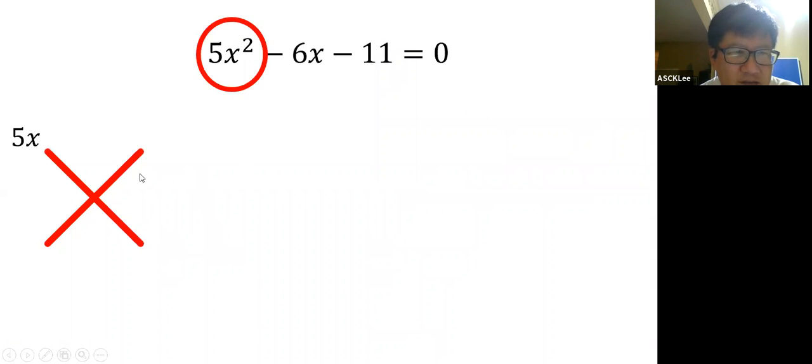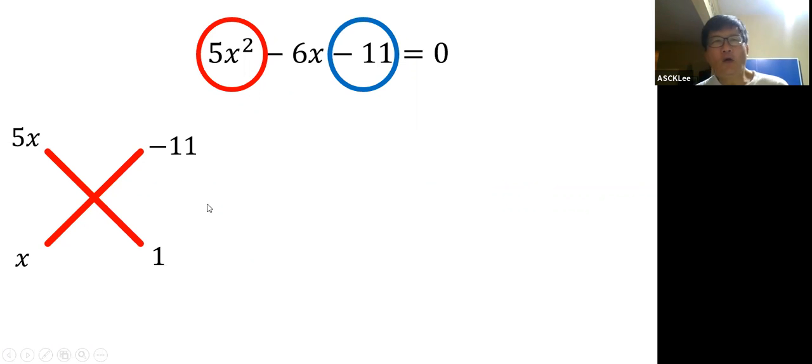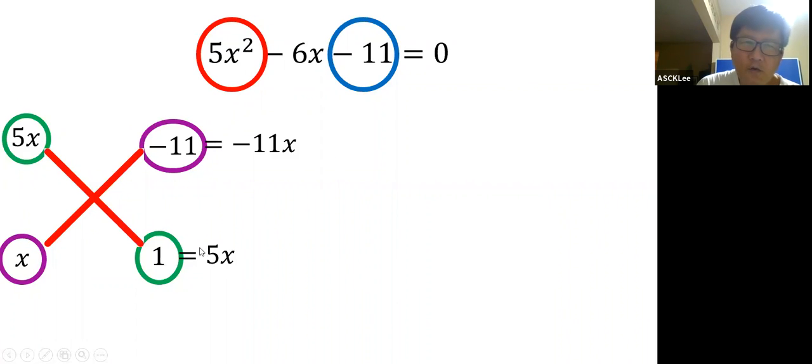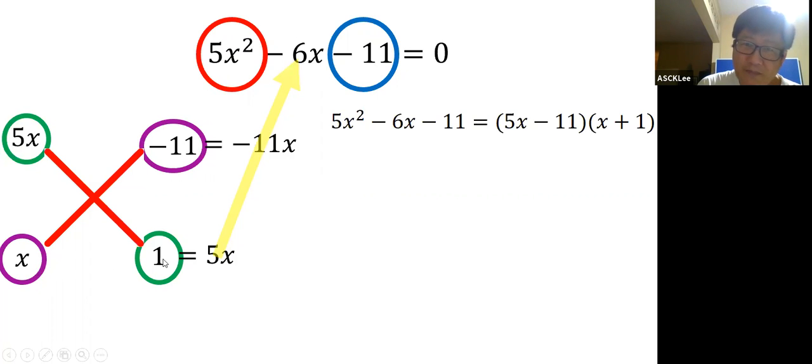So 5x squared is 5x times x, minus 11 is minus 11 times 1. Okay, minus 11 times 1. So let's multiply diagonally. So 5x times 1 is 5x. X times minus 11 is minus 11x. So when you add these two up, minus 11x plus 5x, you do get minus 6x here. All right, you've hit it. So your factors are 5x minus 11 and x plus 1.